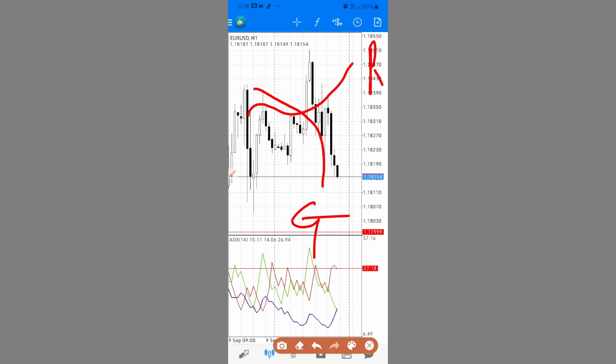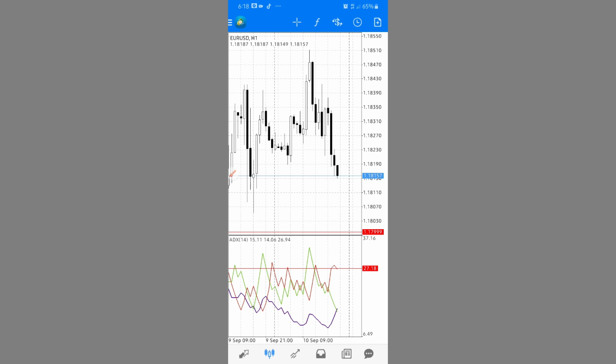Okay, so once the red is above the green line, that means that we are in a downtrend. If the red is above the green line, we are in a downtrend. If the green is above the red line, we are in an uptrend. So how does that apply? How do you now add that up with the ADX?